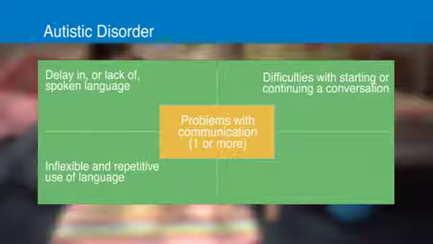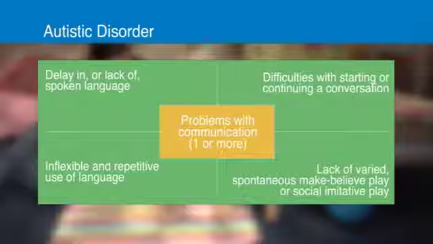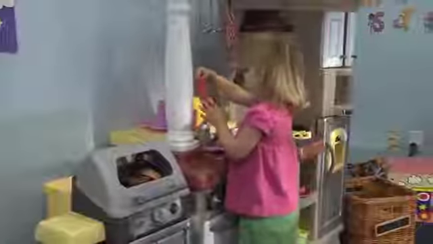Furthermore, students with autism may lack varied, spontaneous make-believe play or social imitative play. Here we see a typically developing student playing appropriately in the toy kitchen. This type of pretend play often involves communication, which is difficult for students with autism.